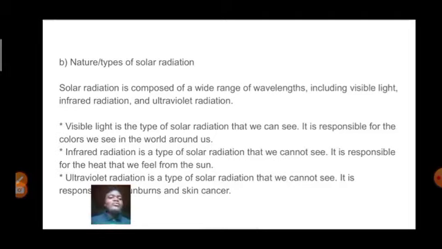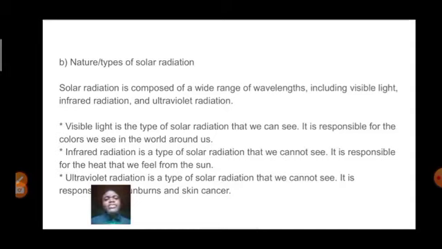What do we mean by visible light? Visible light is a type of solar radiation that we see. For example, when it is dawn and the sun rises, you are able to see across your environment thanks to visible light.